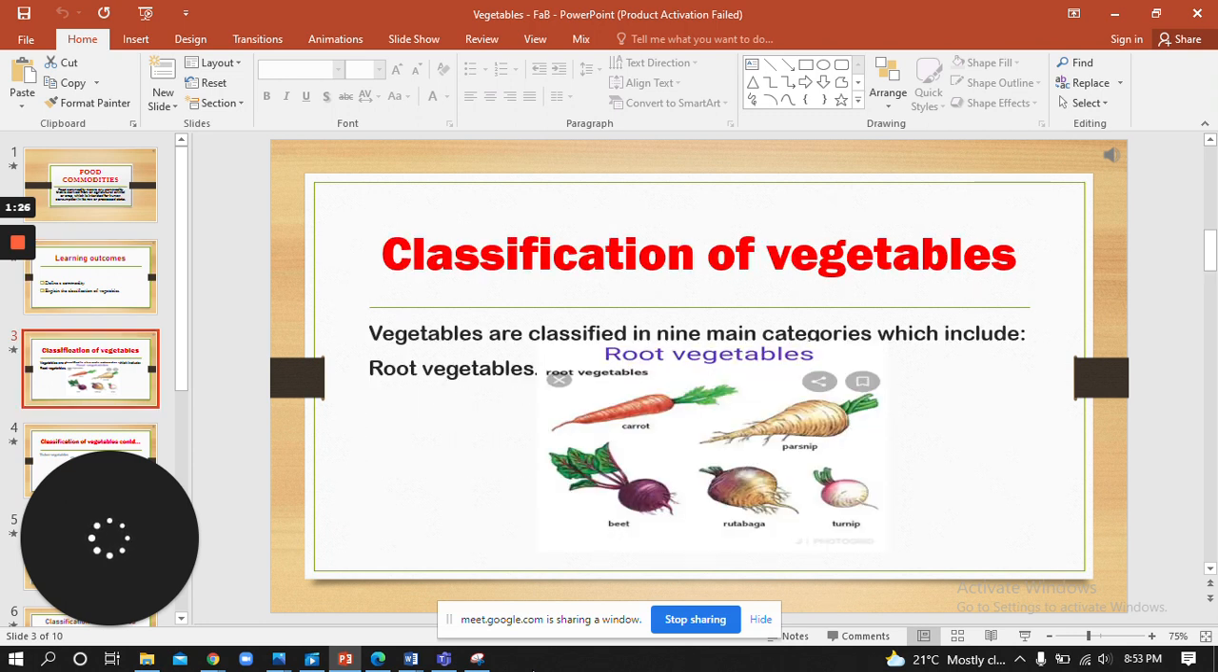Vegetables are classified in nine main categories, nine different categories. All the vegetables are classified in nine different categories. We'll start with the root vegetables. These are the vegetables that grow under the ground, and they are mainly vitamin in nature. We'll know why we need to differentiate that later in this lesson. But examples of root vegetables, as you can see on your screen, include the carrots, the parsnips, the turnips, the beetroots, and also another one that may not be very familiar to us, called the rutabaga.